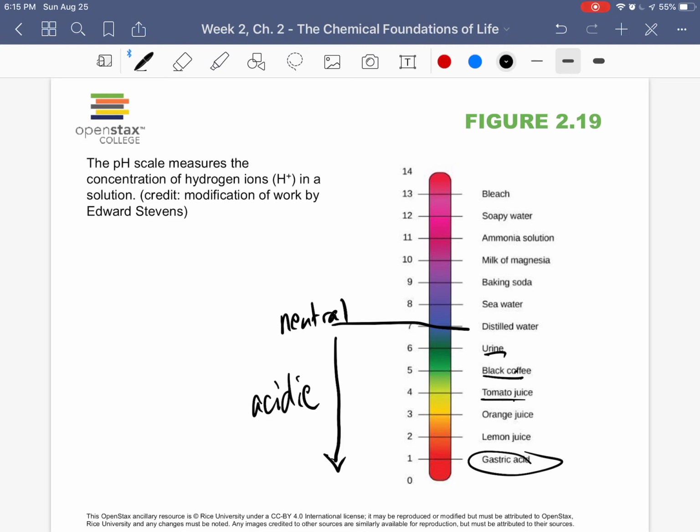Gastric acid right here, which is found in your stomach, is extremely acidic. It is a hydrochloric acid, very acidic. As you go upwards, you become more basic. So bleach is very basic compared to baking soda.